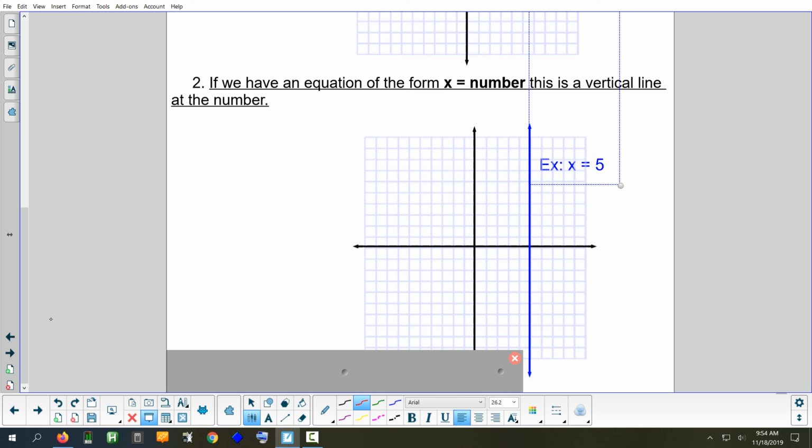Other than that, if you've got both letters in the same problem, an x and a y, it's going to be slanted. Okay. But we'll go through how to do a slanted one.